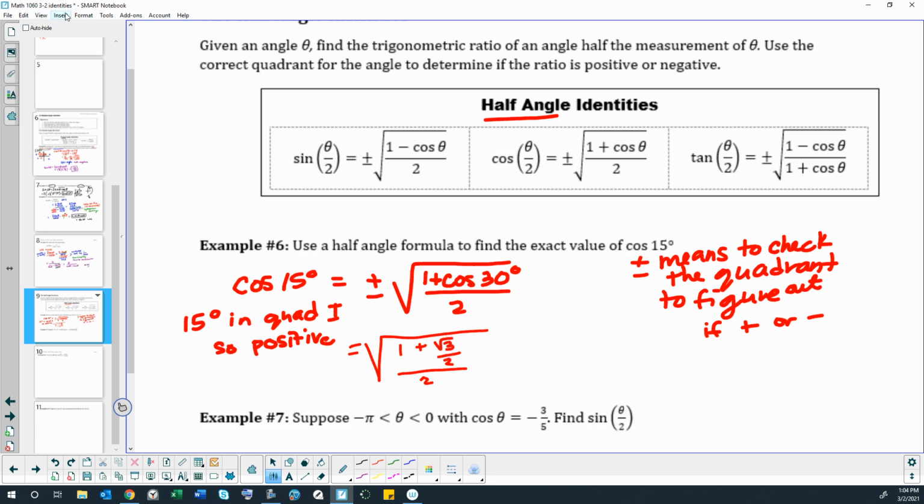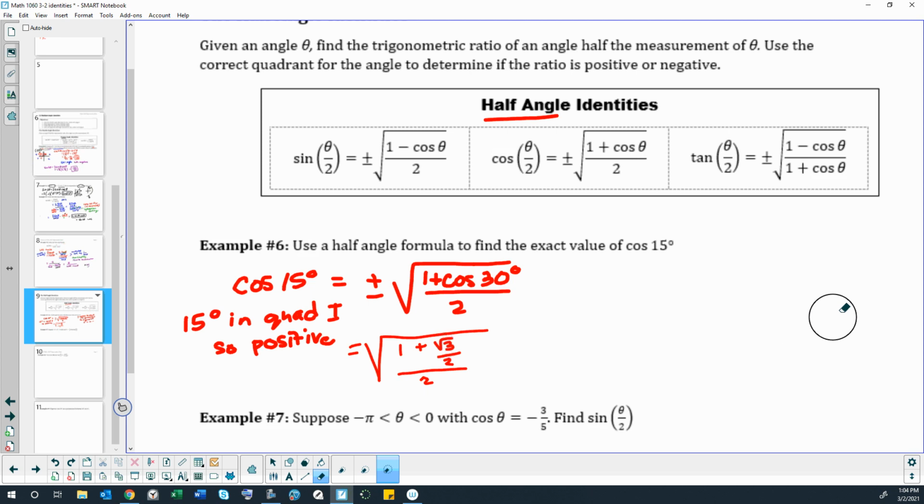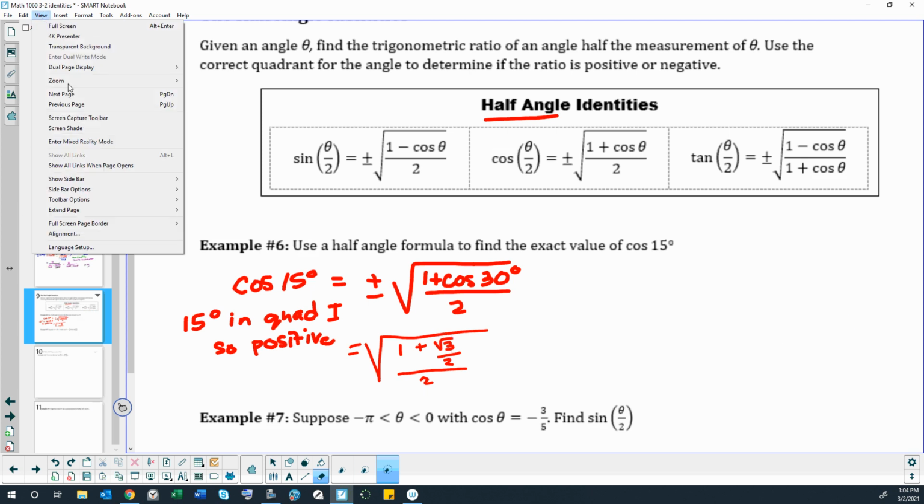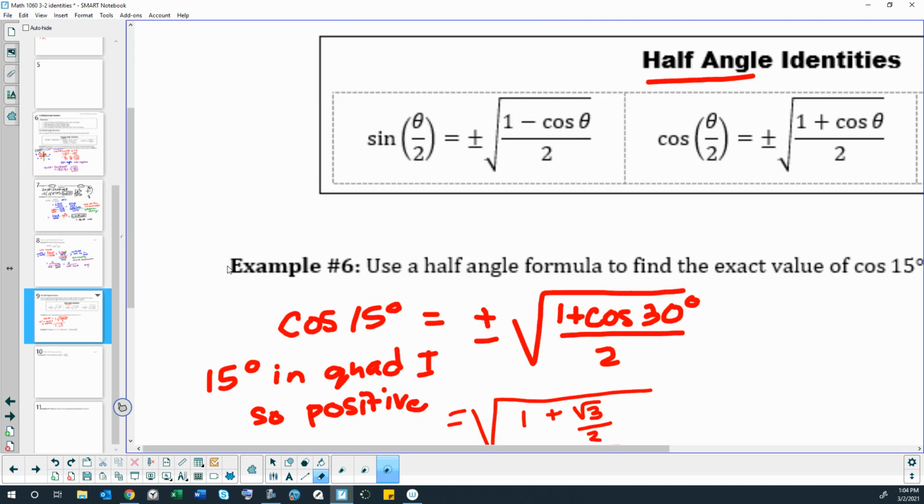I'm going to zoom in a little bit so it's easier to have space to write. And I'm also going to clear out this little explanation. Alright, here we go. So view, zoom to 300.